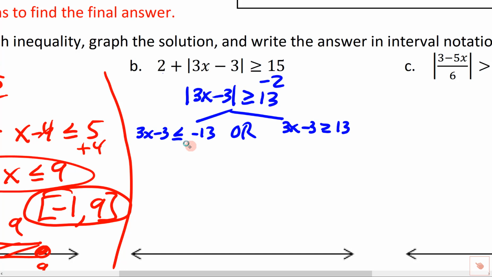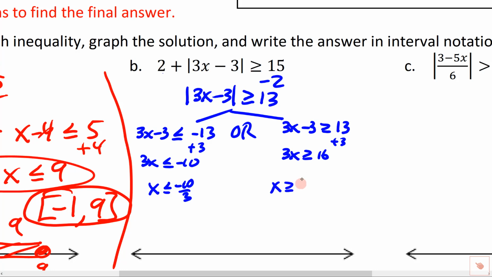So we're going to add 3. So this is 3x less than or equal to negative 10. So this is going to be x is less than or equal to negative 10 thirds. And over here, we're going to add 3. So this is 3x greater than 16. So this is going to be x is greater than or equal to 16 thirds, because we just divide both sides by 3, just like we did here.